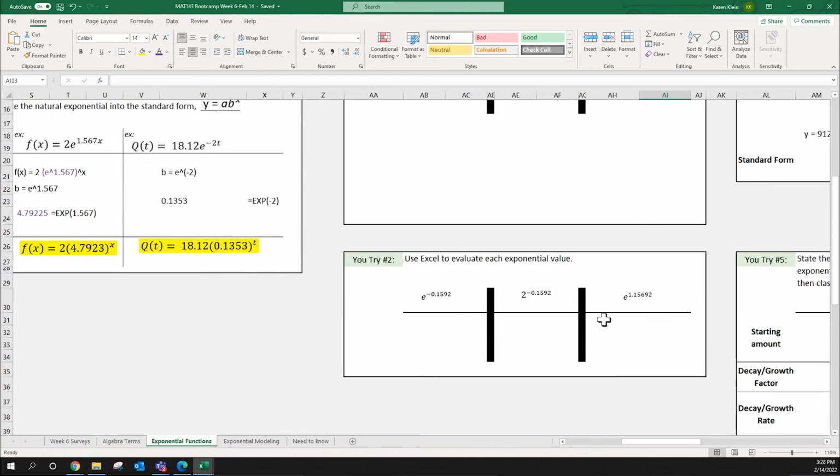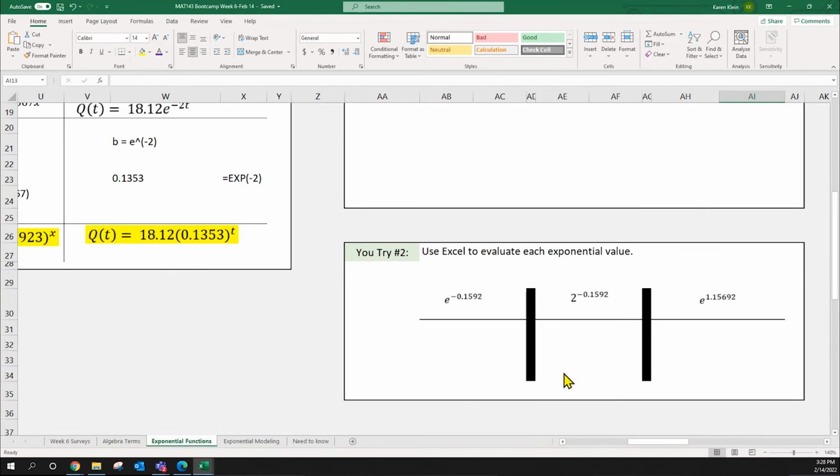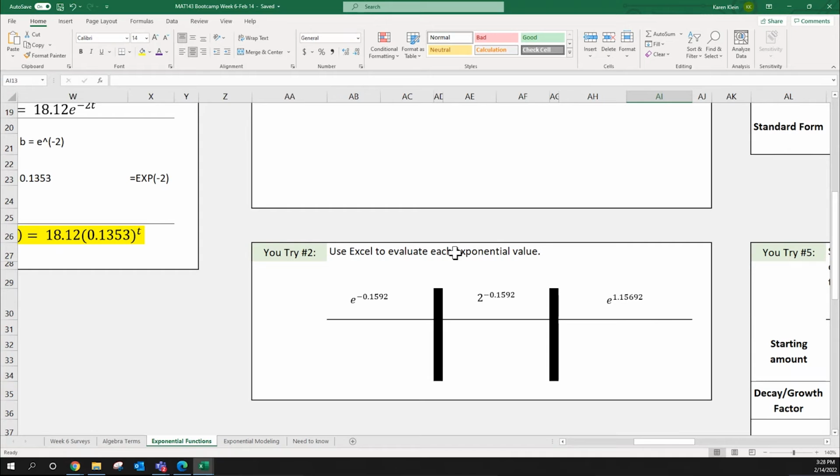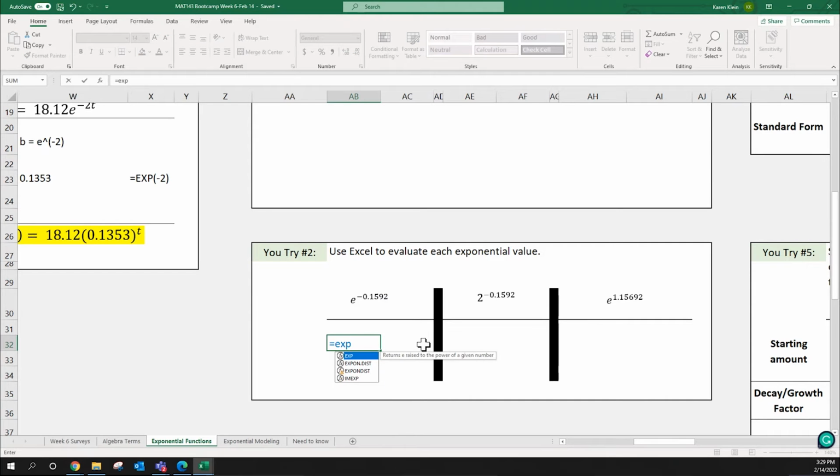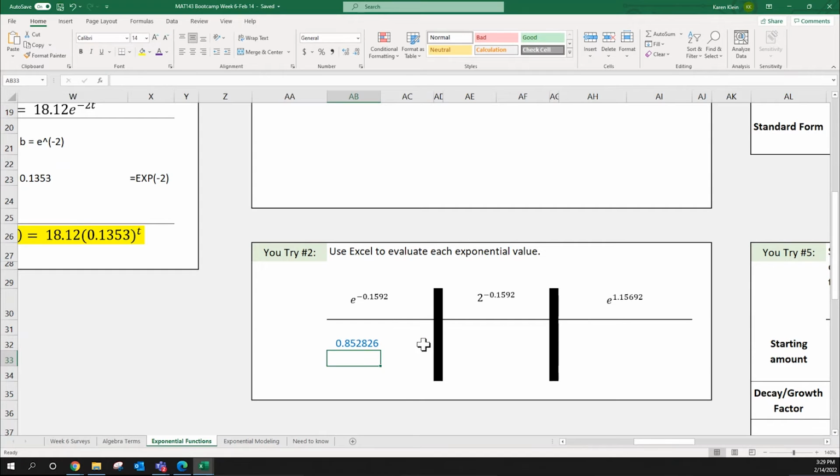All right, so let's practice evaluating exponentials using Excel. So here it says, use Excel to evaluate each exponential value. Now, all of these are exponents by definition of what an exponent is. These are all just expressions, so we just want to evaluate each one. Now, when you have a base of e, you're going to evaluate it by using the exponential function in Excel. And you'll see right there when you start typing, a little menu pops up. It says it returns e raised to the power of a given number. So in the parentheses, we're just going to put that given number. So that's negative 0.1592. And we hit enter. And that gives us the value of that number. And this is the equation I used to get that.